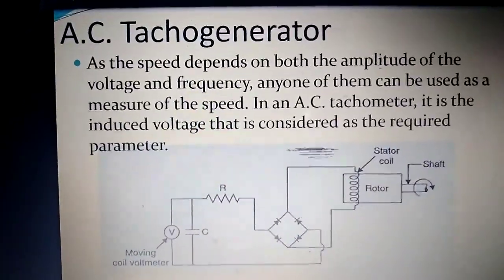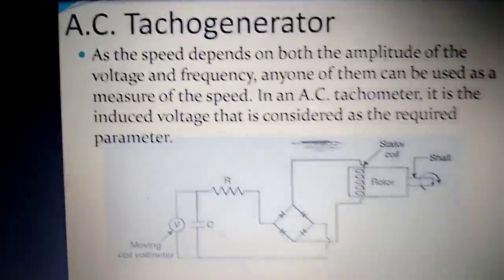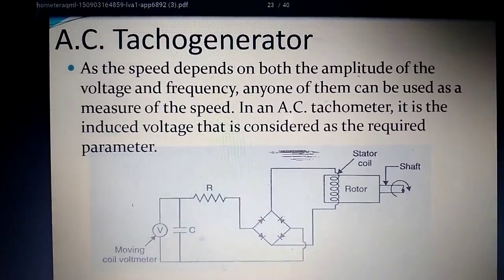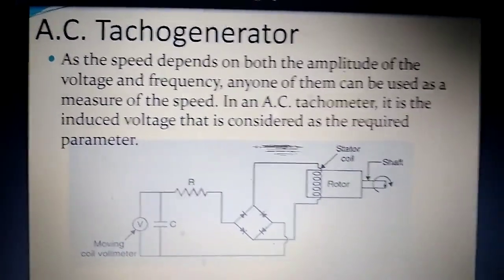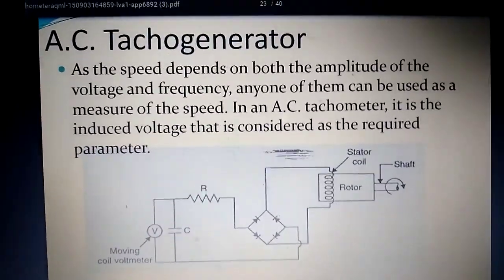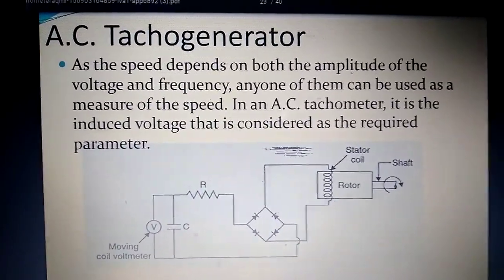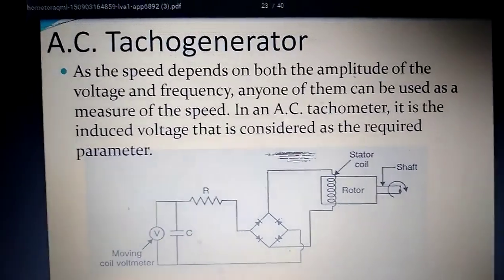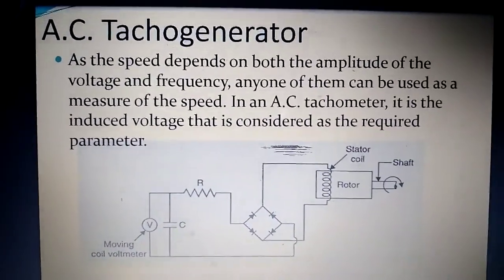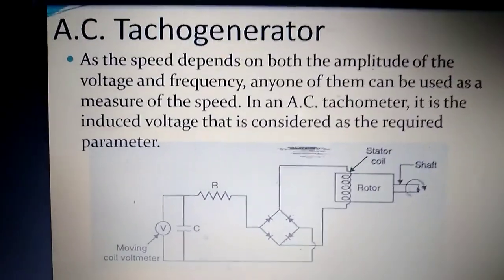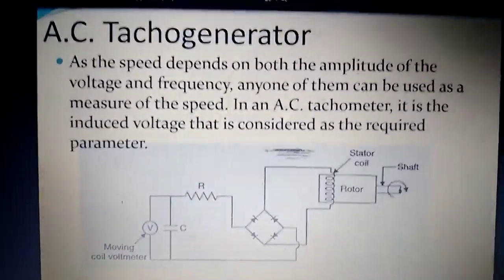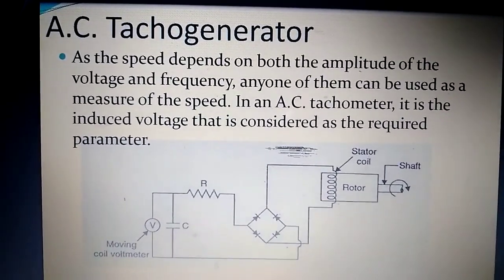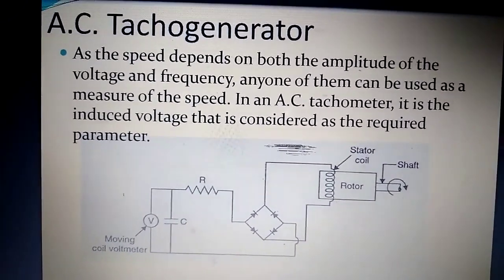Hi, good morning. In today's class, I'm going to discuss AC tachometers, or AC tacho generators. What does tachometer mean? Tacho means finding the speed in Latin. Generator means it gives electrical signals. So using an AC tachometer, we find out the speed of rotating objects.